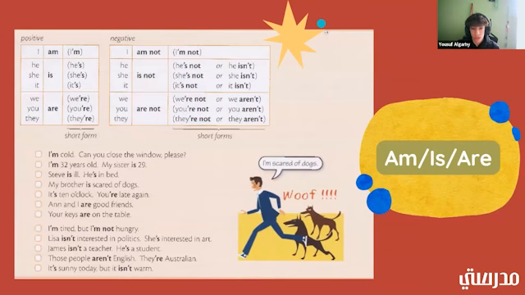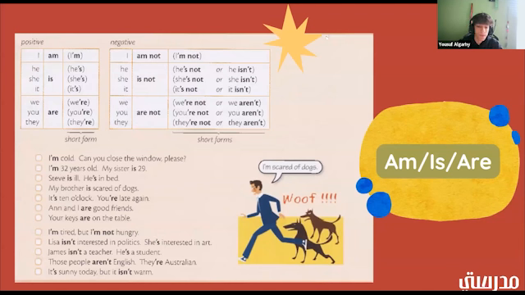I would like to ask the participants, since we're starting off with the positives here, could you write a sentence with any of these short form words, like I'm, he's, she's, it's, we're, you're, they're? Could you write a sentence in the chat just to make sure that everything is understood? Anyone have any examples?